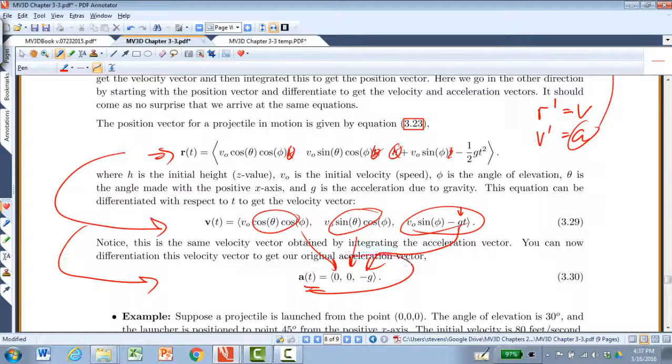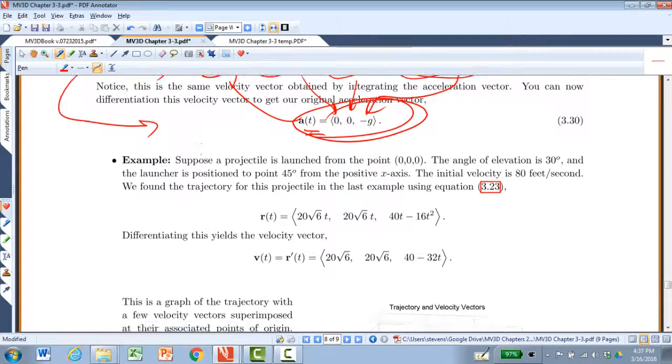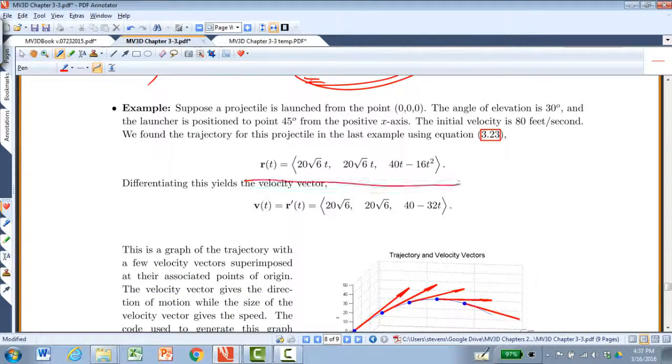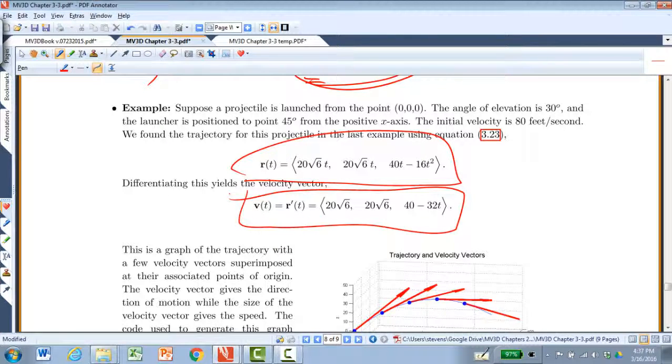If you start with the correct acceleration function and integrate, you work your way back up. That's sort of the big picture, right? Acceleration, velocity, position. They're all connected through differentiation and integration. All right? And so here's an example. If you have a position function and you differentiate it, you get the associated velocity function.